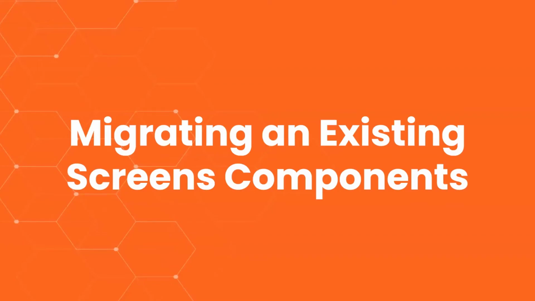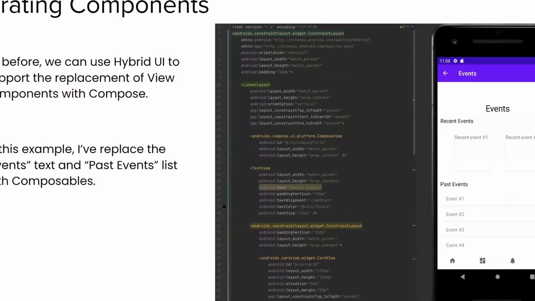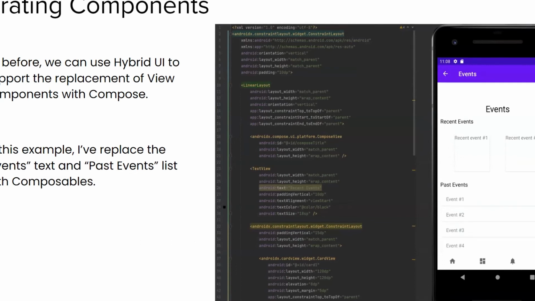So with that in mind, let's take a look at migrating existing screens to using Jetpack Compose and its components. To accomplish this, all we really need are hybrid layouts, as we've seen before. As before, we just use a hybrid UI to support the replacement of view components with Compose.